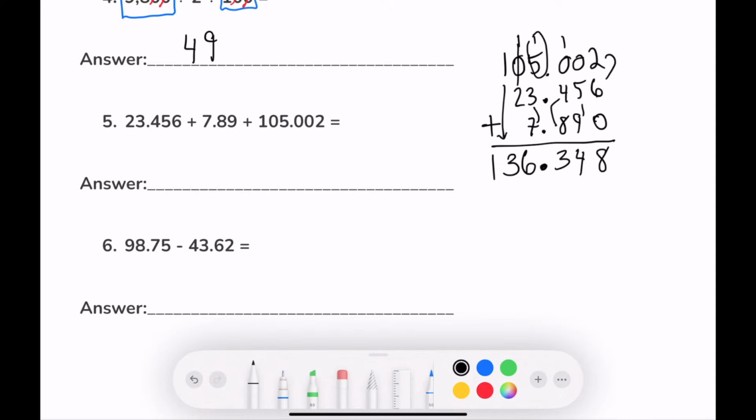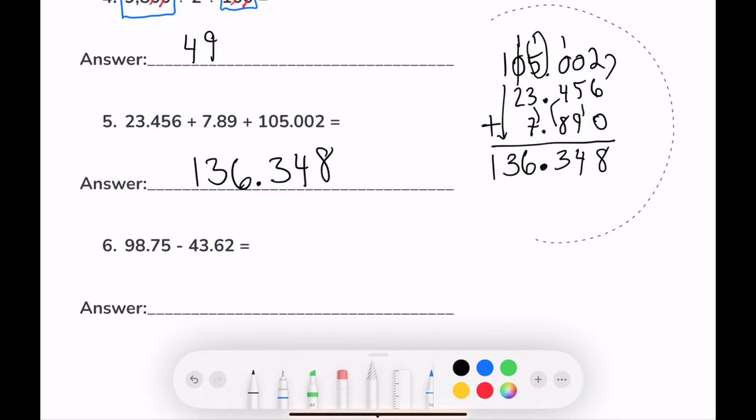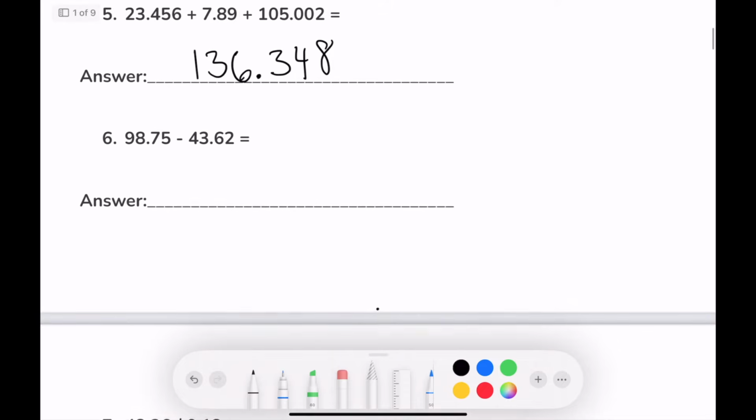136.348. How are we doing here? Is that what you got too? 136.348. Let's go. Okay, so let's take care of this. You know what's next.